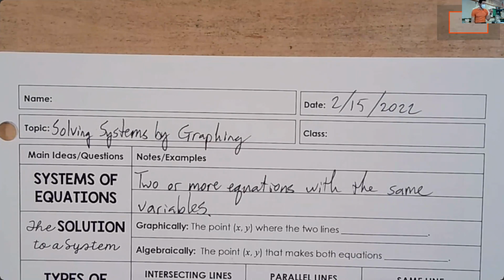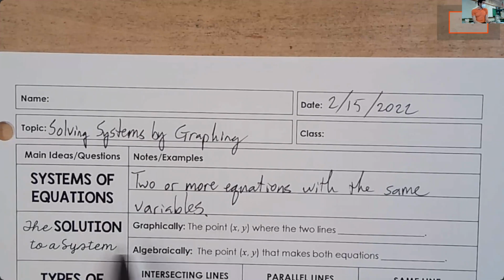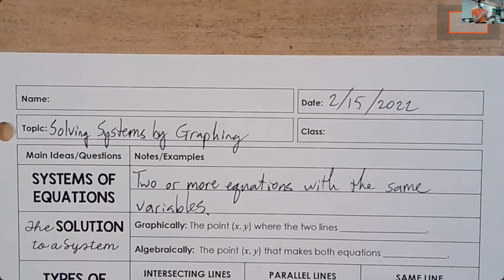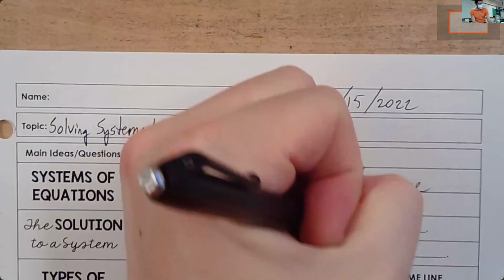So when you solve a system of equations, in terms of a graph, which is what we're looking at today, the solution is a point on a graph. There's an x value and a y value, and that x value and y value have to be shared between the two lines. If two lines have the same point, it is where the two lines intersect.